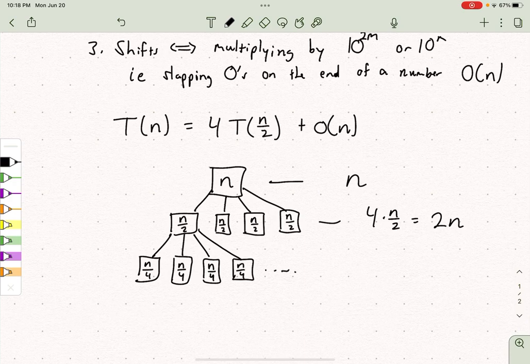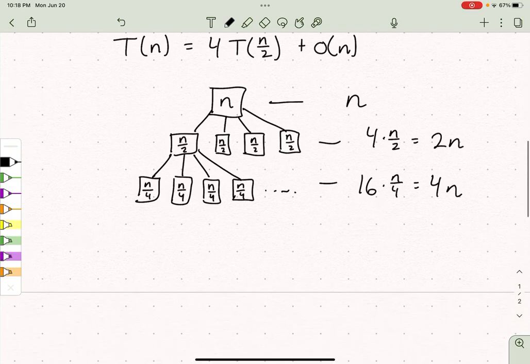And so you're going to get a lot of nodes here, 16 in total. So you have 16 total nodes, each takes n over 4 time, and so we have in total 4n. And the pattern is going to continue. Each time we'll have a factor of 2 to the L times n, where L is the current level.